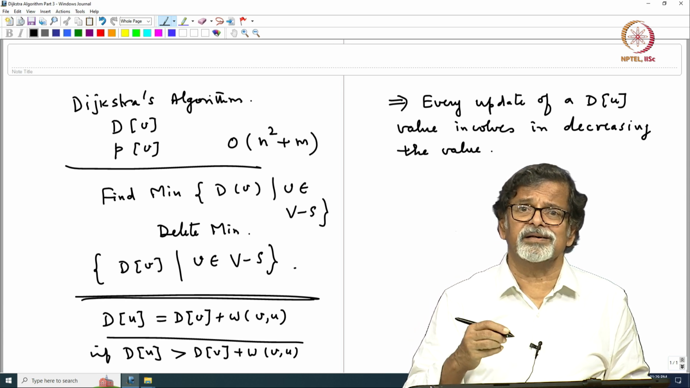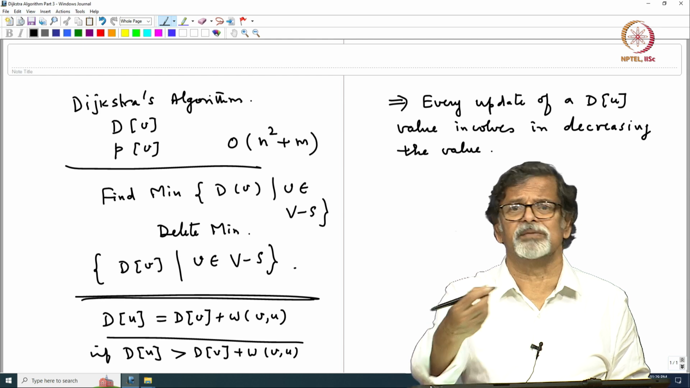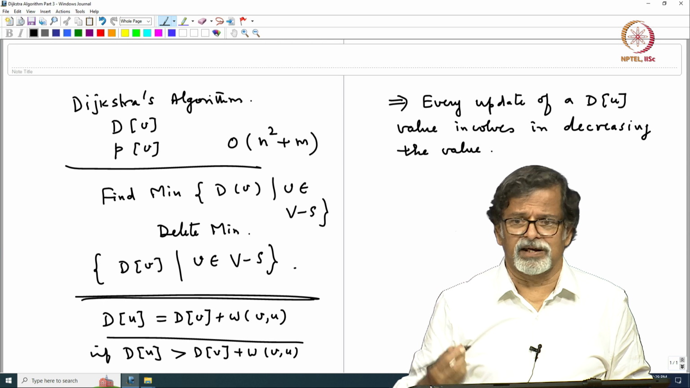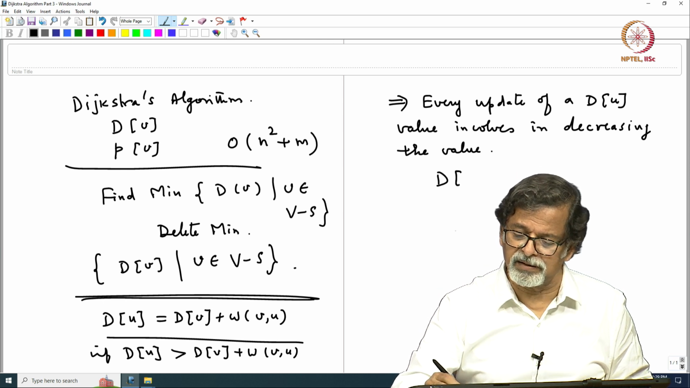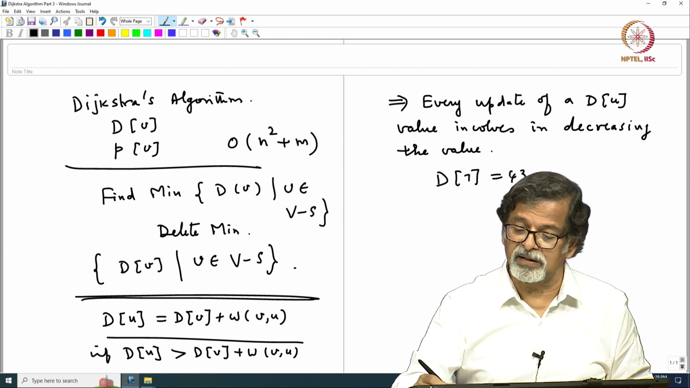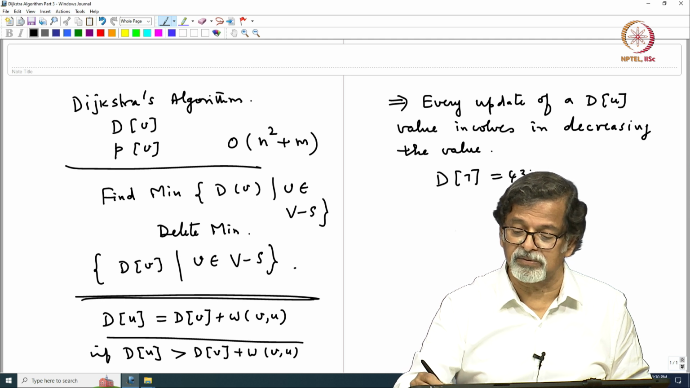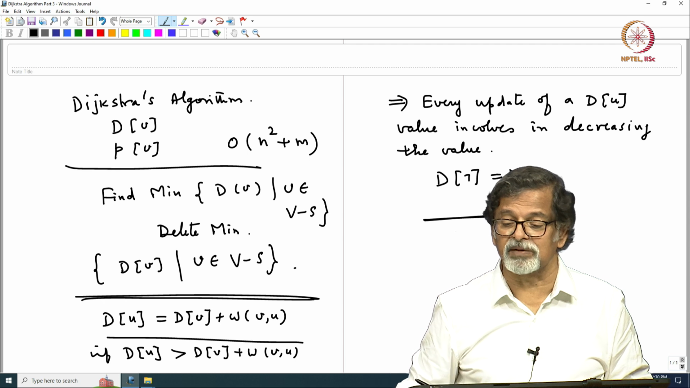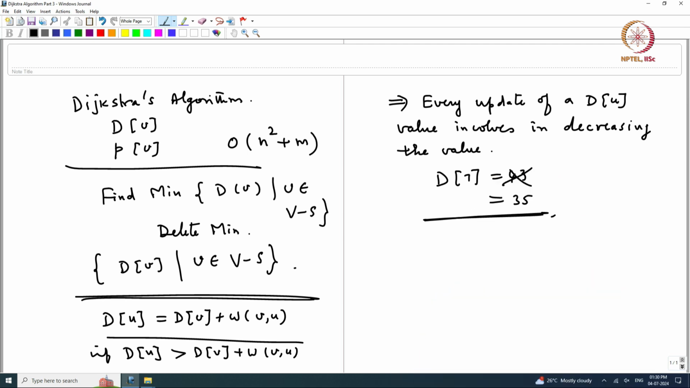In an array, decreasing of the value is done simply by rewriting the value. Let us say I have in an array D7, I have 43. If I want to decrease it to 35, I rewrite D7 equal to 35. In one step, decreasing of the value is easy to achieve. But we are now going to look at a data structure in which all these operations are to be done in a careful manner.